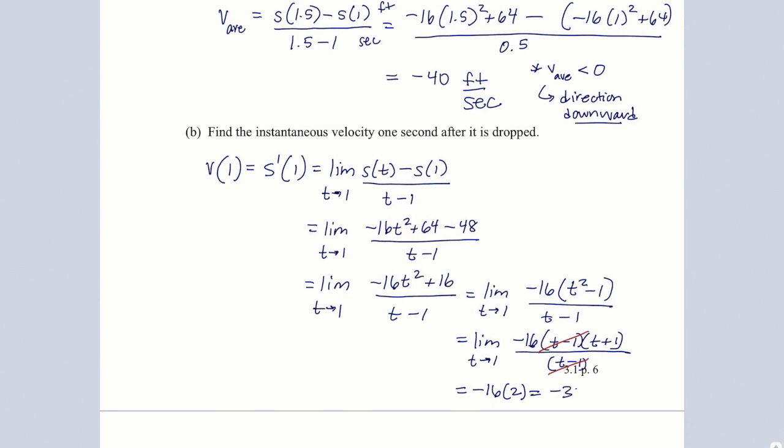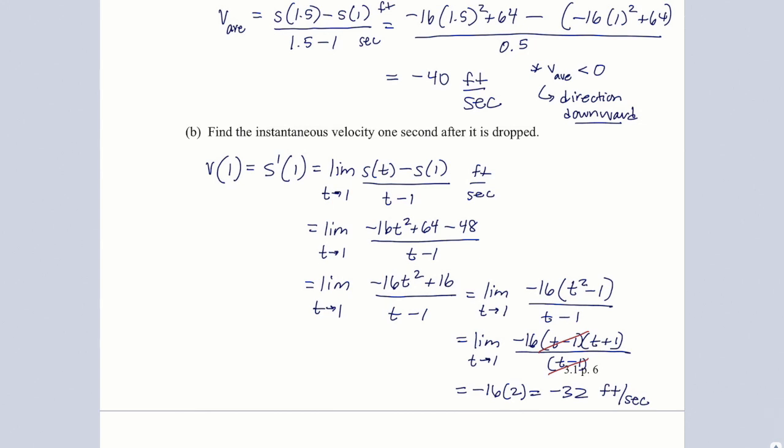So negative 32, and I would still have feet per second because the change in my numerator was a change in position, which was in feet, and the denominator was a change in time, and time was in seconds. So the instantaneous velocity at 1 second is negative 32 feet per second. And the average velocity over that time interval that was length half a second was a little bit faster than that, right? Still in the same direction, but negative 40 feet per second instead of negative 32 feet per second. But it's good to see that those are relatively close to each other.